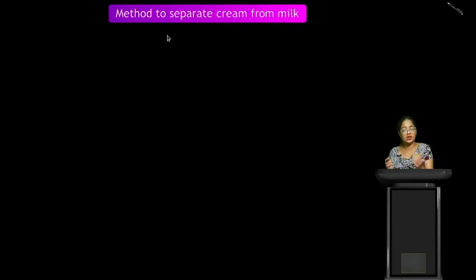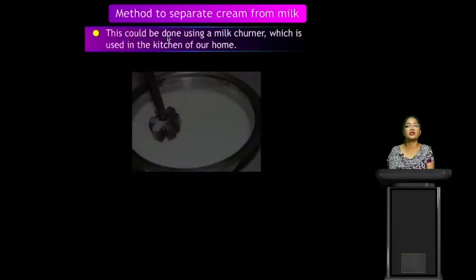Can we evaporate? Okay, take an instance where you have kept milk boiling, and then you forgot about the milk boiling. After half an hour, you come and see all the milk is gone, right? So you cannot use the evaporation method to obtain cream. So what other methods can we use? Let's see. A method to obtain cream from milk can be done by using a milk churner, which is used in the kitchen of our home.